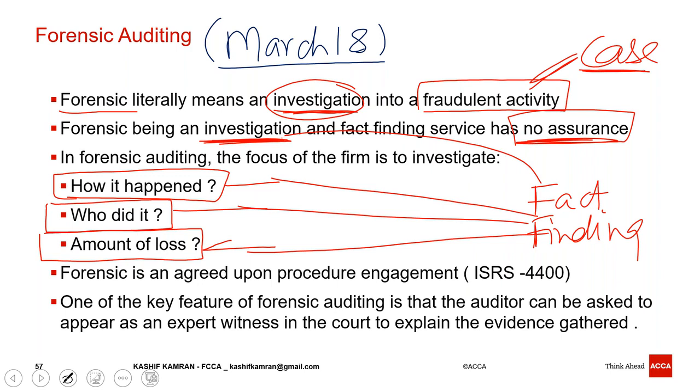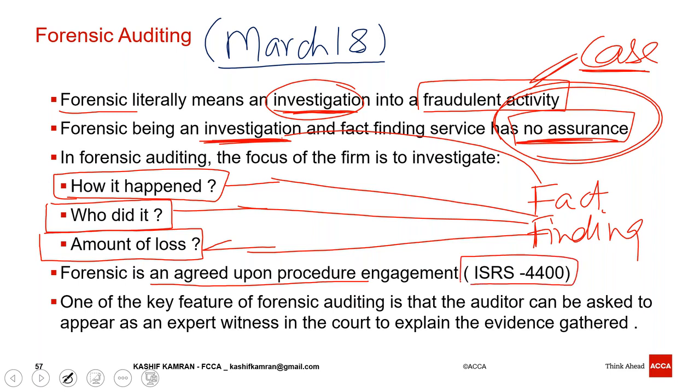So when you do fact finding, there is no assurance. So forensic has no assurance, right? And what's the scope of forensic? How it happened, who did it, amount of loss. So forensic is an agreed upon procedure. ISRS 4400, if anyone wants to remember the references, obviously, because a lot of students are obsessed with references. So if you just want to go with references, ISRS 4400 deals with forensic agreed upon procedure.